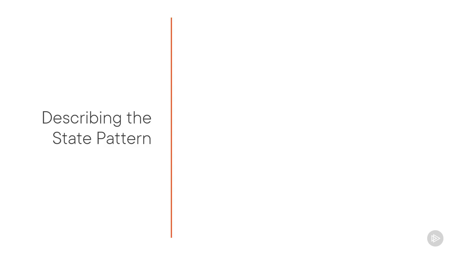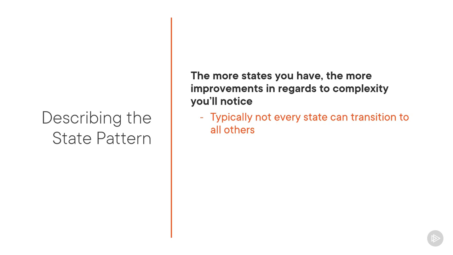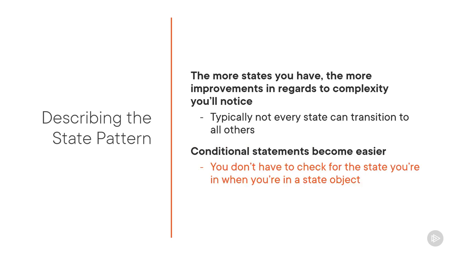The more states you have, the more you will notice this logic will be less conditional and complex than when working with an enumeration, because typically you can't go from each state to all other states. The logic in the withdraw and deposit methods becomes easier as well. For example, there's no conditional statement anymore in the withdraw method on our OverdrawnState to check whether we can withdraw money or not. We don't have to check for the state we're in, as the state is represented by the object itself. We already know it.